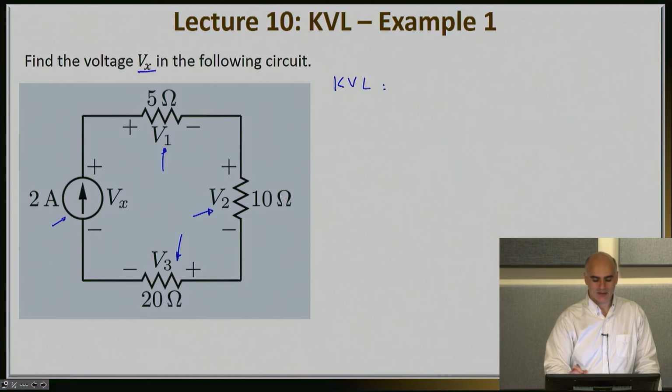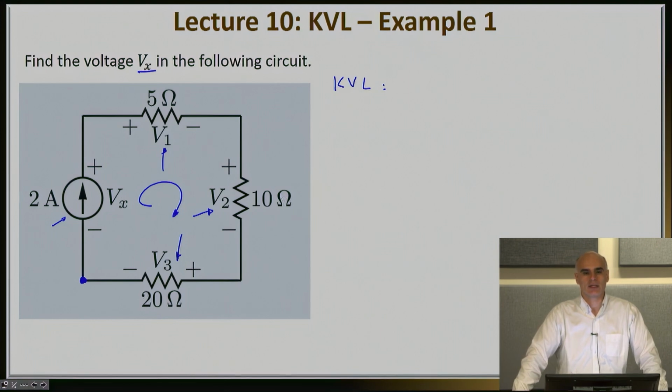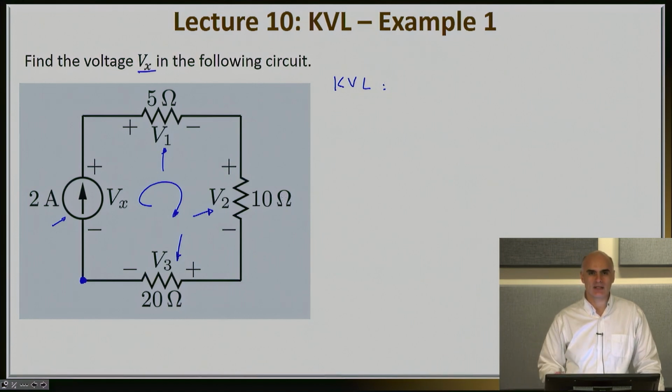So KVL will give me the following. I'm starting from my lowest left corner, which is this one right here. I'm using clockwise direction, as you have learned in the KVL video. And I'm using the first sign I encounter as the polarity for the voltage. So the first voltage drop that I see is Vx with a negative sign. So this would be negative Vx.